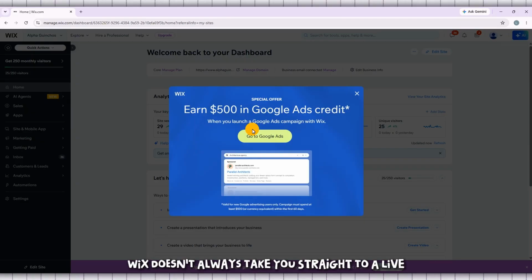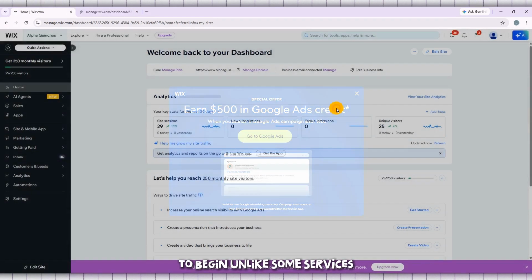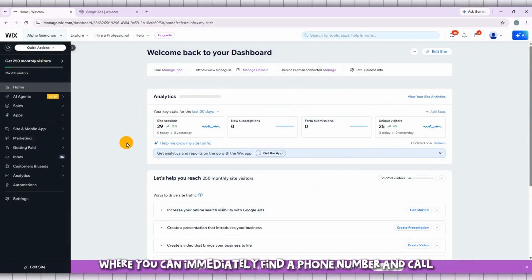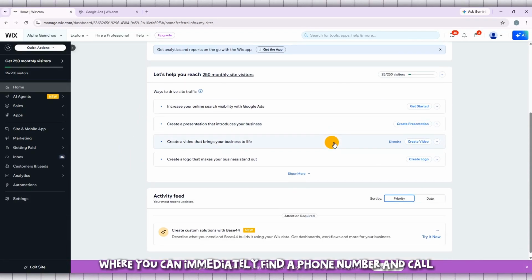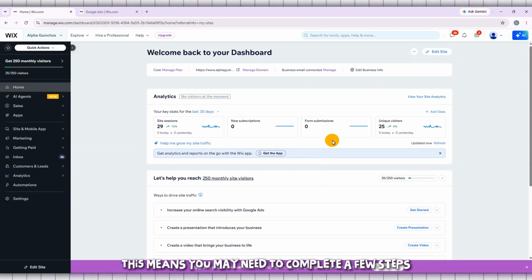Wix doesn't always take you straight to a live support agent right away, so it's important to know what to expect before you begin. Unlike some services, where you can immediately find a phone number and call, Wix usually starts the support process through its online help system. This means you may need to complete a few steps before reaching the right support option.